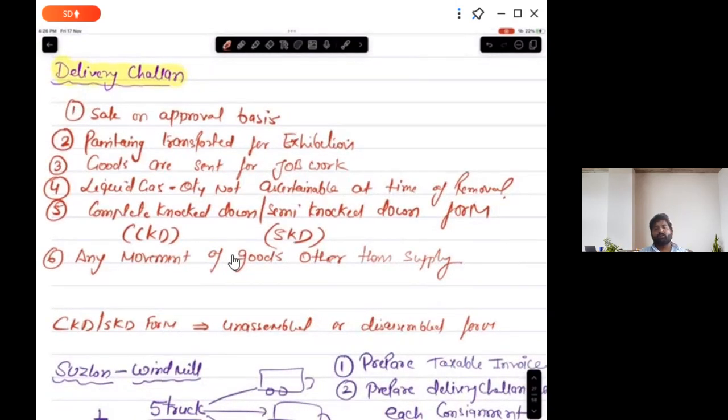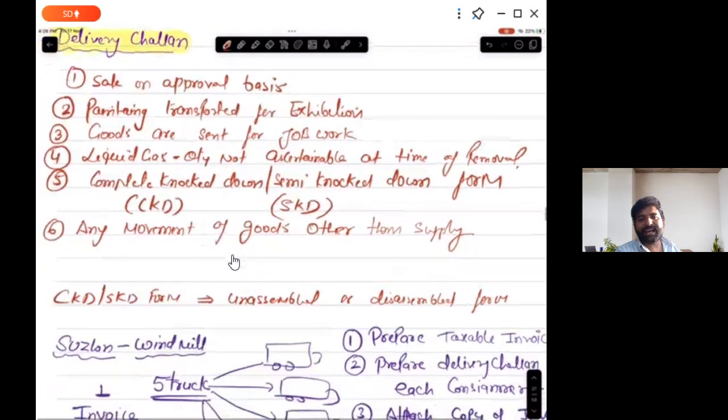This document is for those movements of goods where I am not preparing invoices. So if goods are going somewhere, there is a movement of goods, but I am not preparing an invoice for that because of the following reasons, then instead of an invoice I will issue a delivery challan. Whenever goods are in movement, in delivery, in transport, there should be a document along with them. That document is called delivery challan.